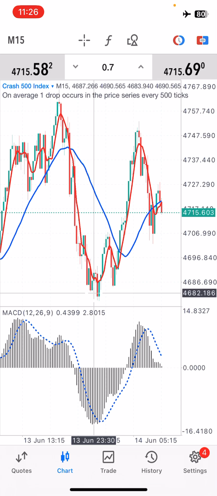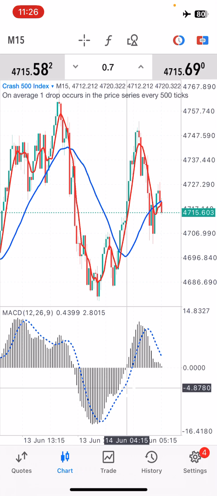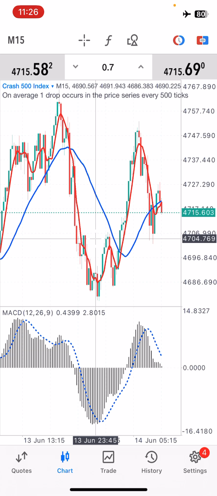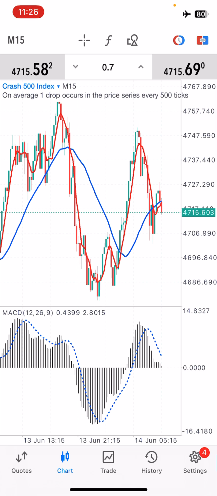But let's take a look at how to trade Crash 500 if you want to catch spikes. Like I said, we'll start off with forward testing. To be able to enter a trade, first of all you need to identify a peak. If you identify this top peak right here on your MACD, which also translates to this peak on your main chart candlesticks, we have identified a position.